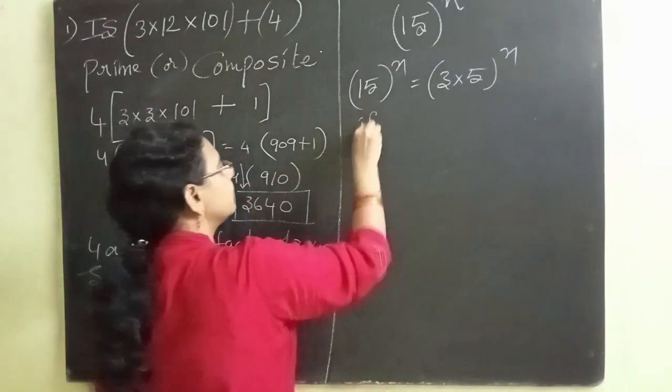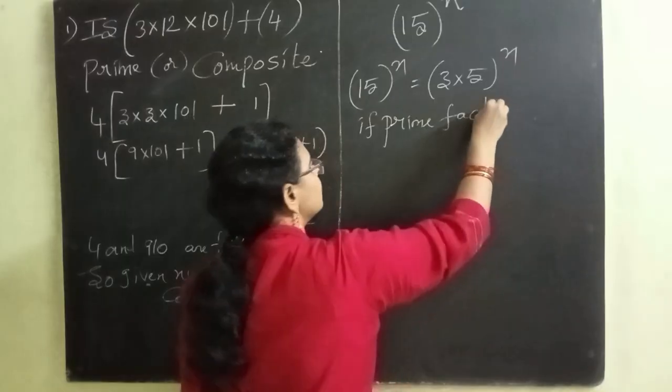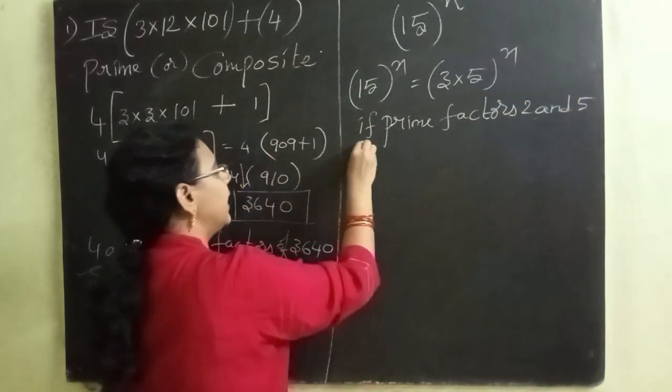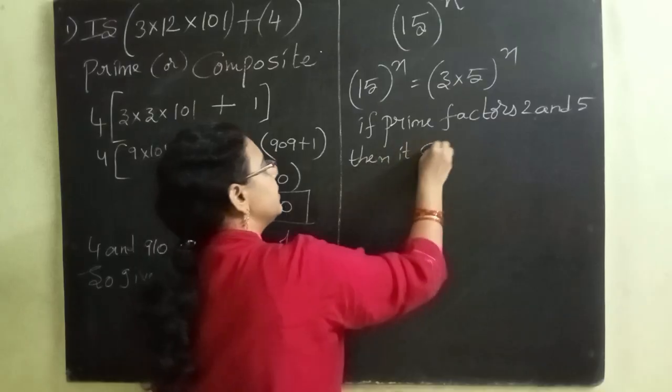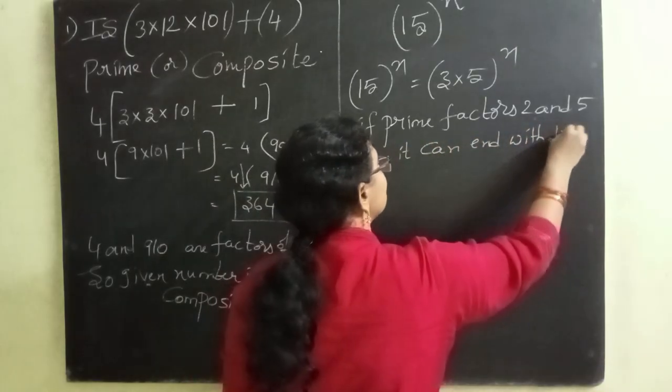If the prime factors include 2 and 5, then it can end with the digit 0.